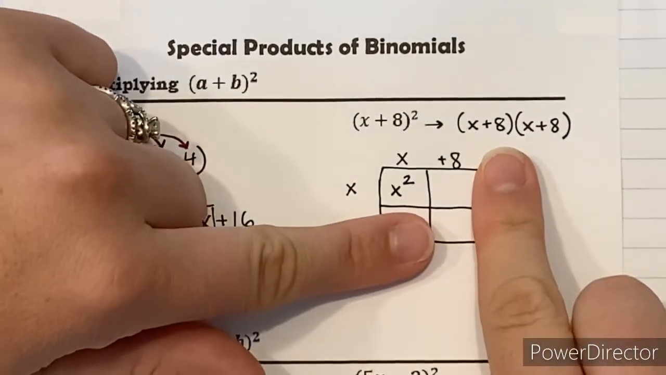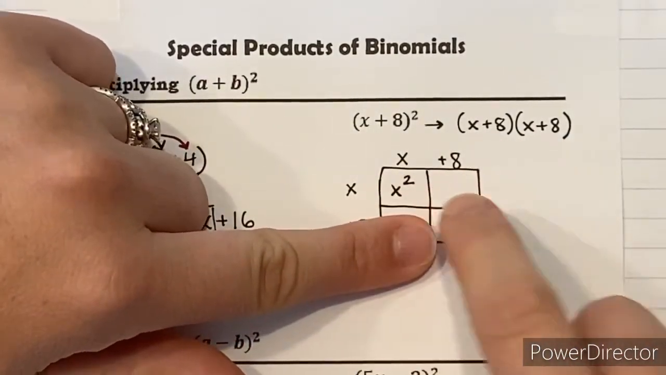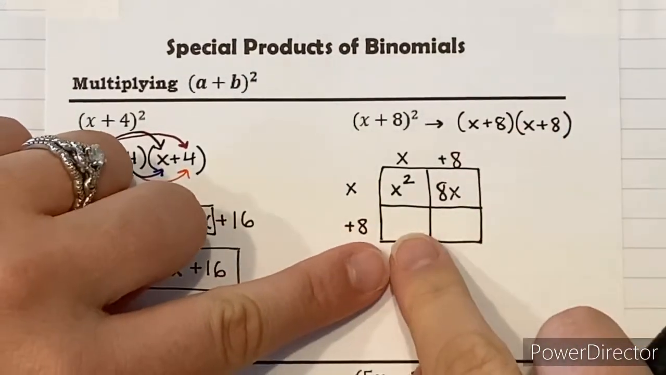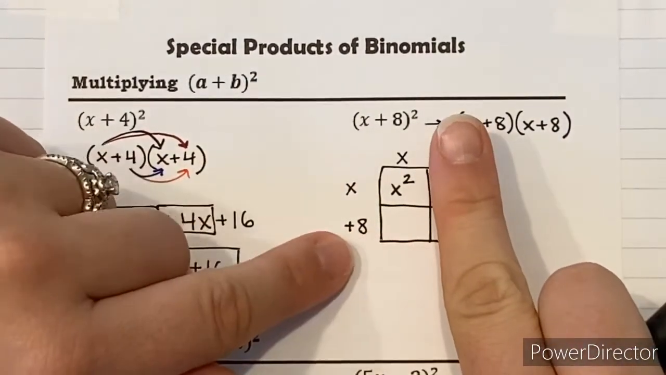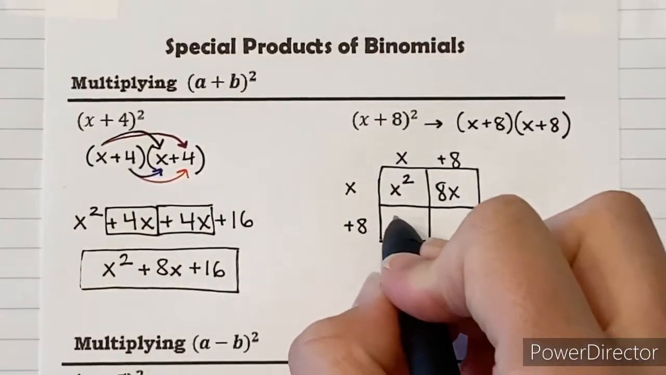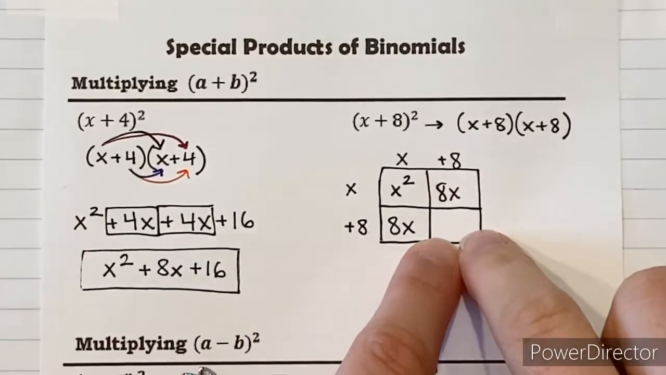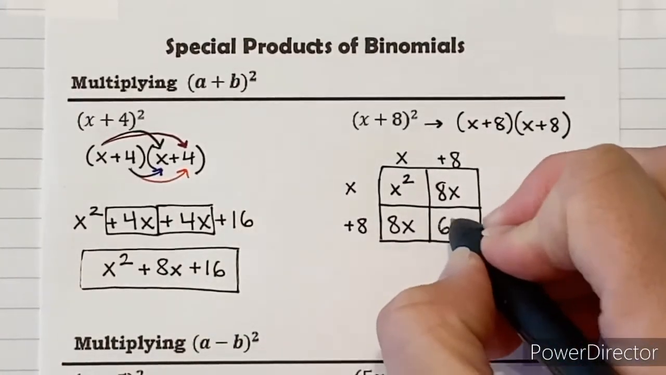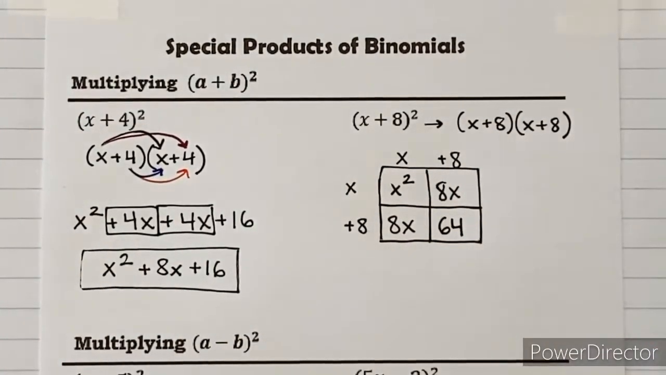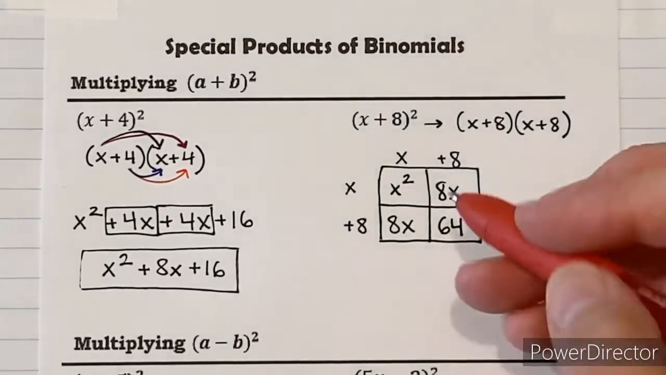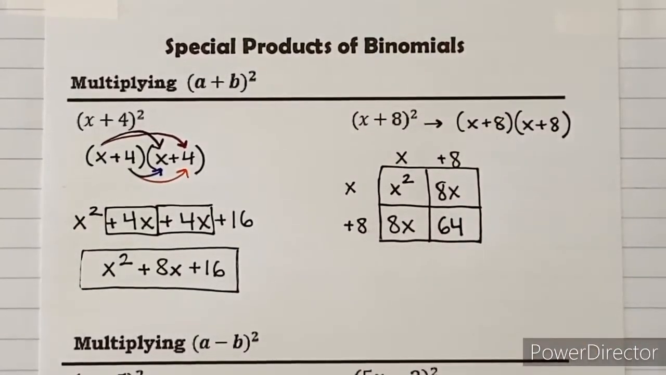Top right box is going to be x times 8, 8x. Bottom left box is going to be 8 times x again, so we have 8x. And then bottom right is 8 times 8, which is 64. And remember, get it out of the box. You do not want to leave it in there because I need to know that you can write it out correctly and simplify. So start with the highest exponent.